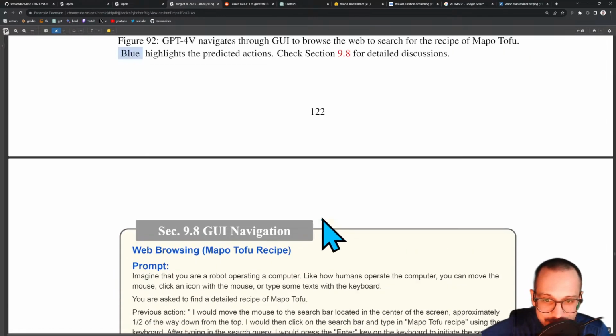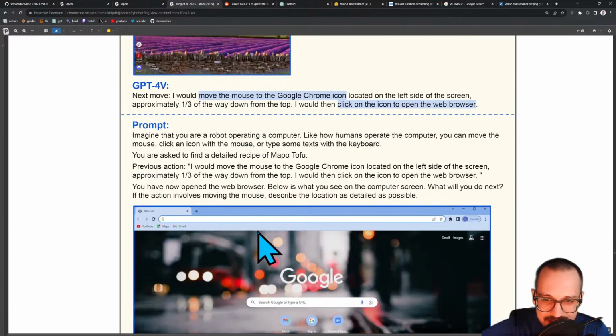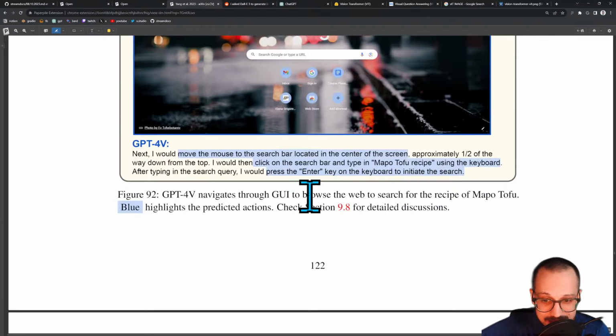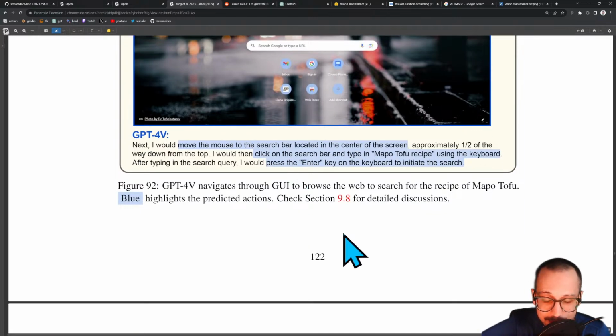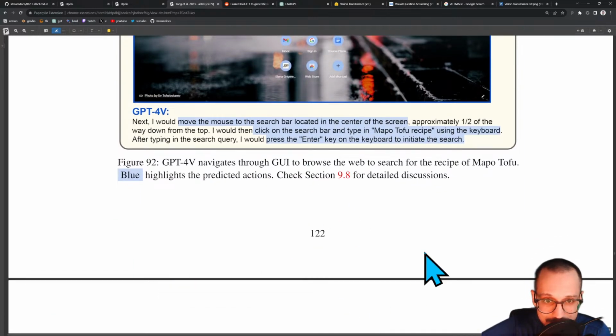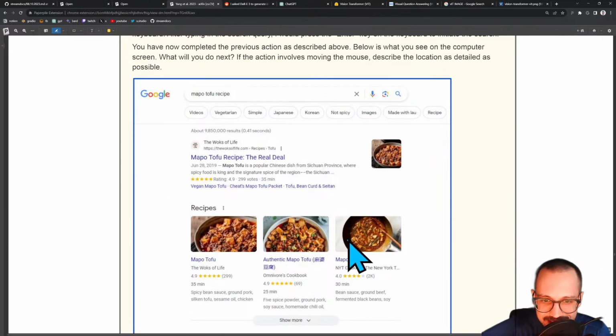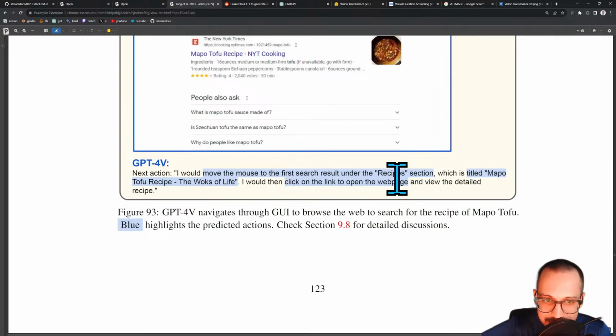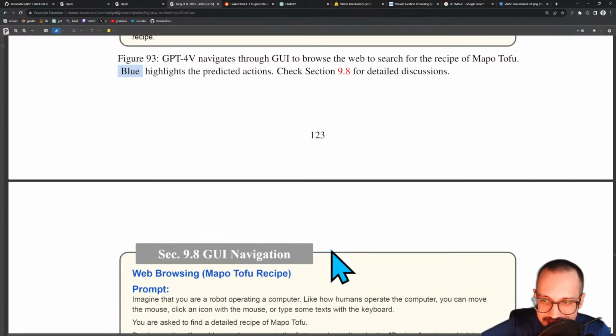Because CAPTCHAs don't even work, right? You could just literally have a thing that takes a picture and solves the CAPTCHA. So it's basically impossible to determine if it's a human or an AI. Move the mouse to the first search result. Click on the link.